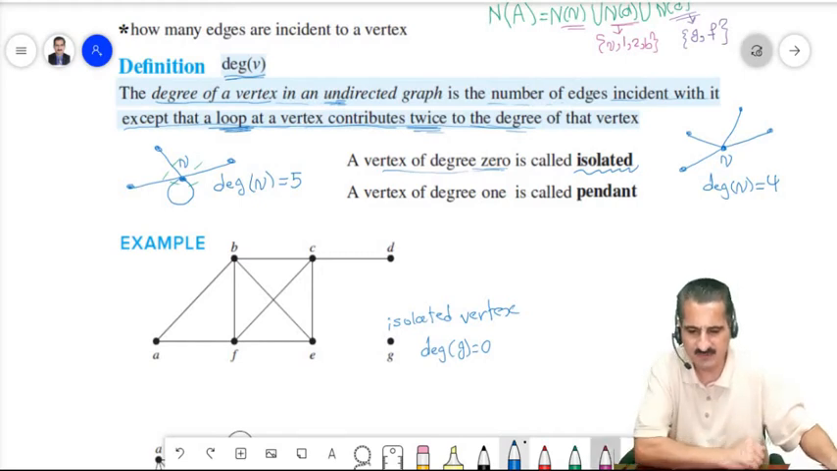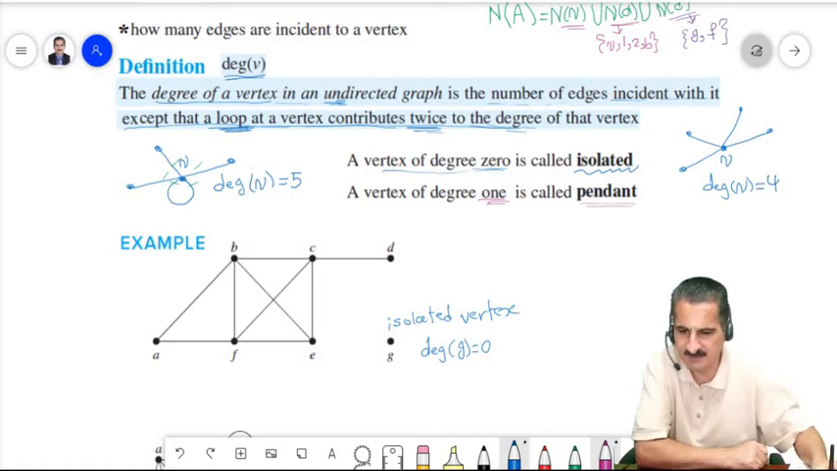And also a vertex of degree 1 is called pendant. Degree of D equals 1. So this vertex will be called a pendant vertex.